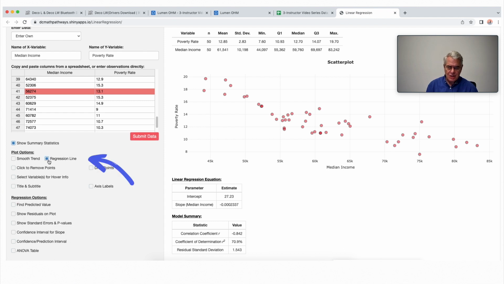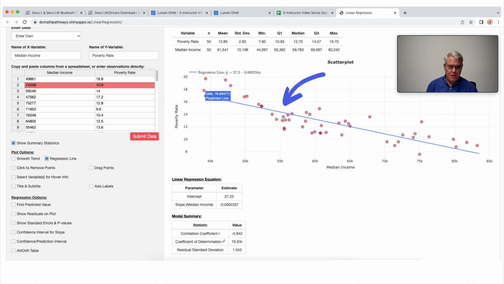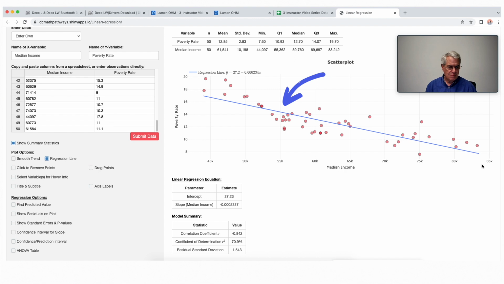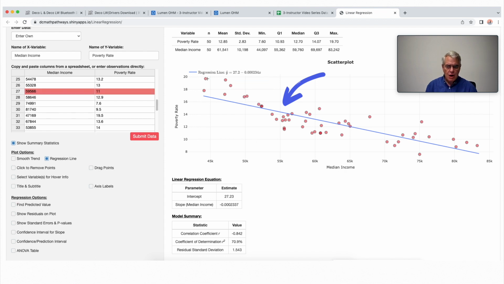Let's click regression line, and that gives us our best fitting line. This is the line, out of the infinite number of lines that could fit through that scatter plot, that has the least squared error, where overall across all observations, the squared deviation from that line, when summed up, is the smallest possible value. It's sometimes called the line of least squared error, or the regression line.